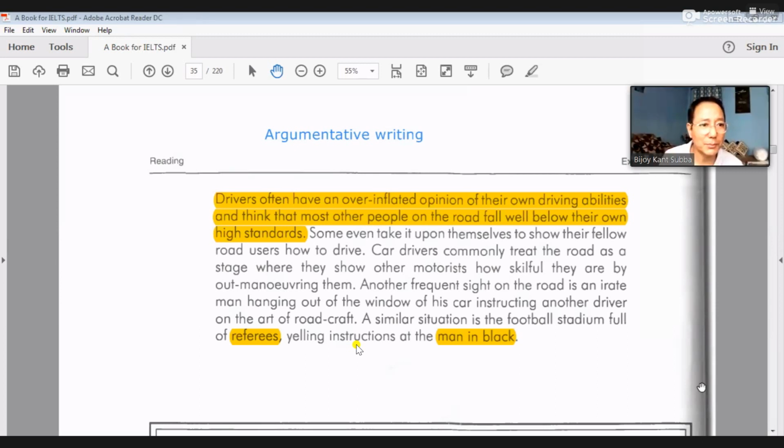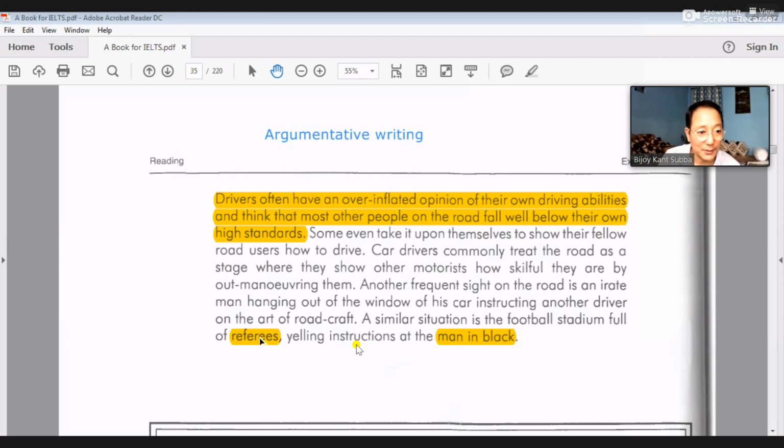Anyone? Bibutsa? Yes. So what do you think is the answer, Bibutsa? Who are the referees? Who is the man in black? Sir, I have no idea. No idea, okay. Anyone? Give it a try. Okay, let me tell you. The man in black is the actual referee.